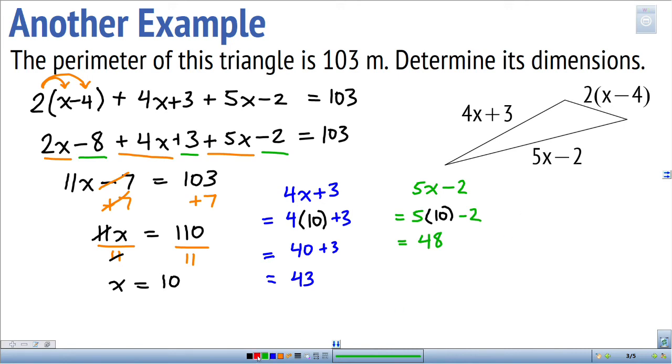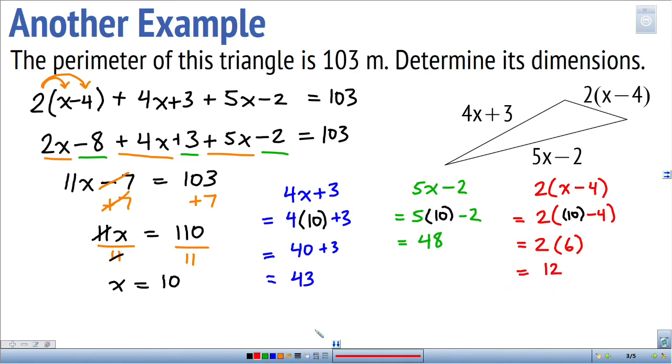And the last expression that we have for a side is 2 times all of x minus 4. So let's replace the value of x, which we said was 10, minus 4. Let's look inside this red bracket. We have 10 take away 4, so 10 take away 4 is 6. So 2 times 6 makes 12.